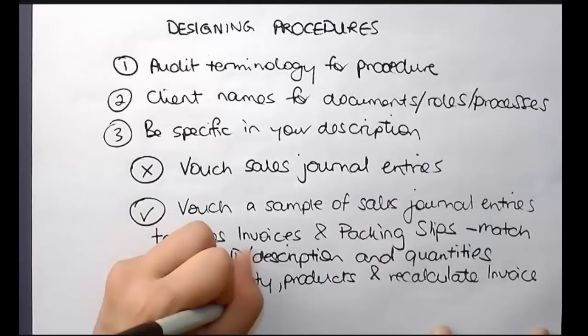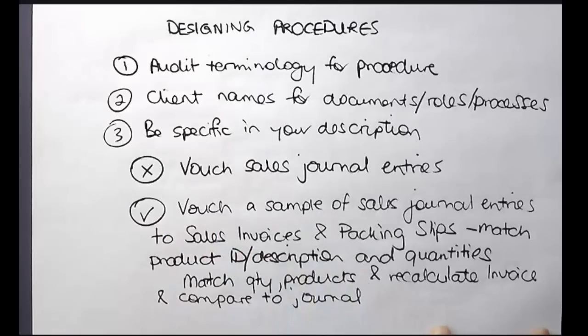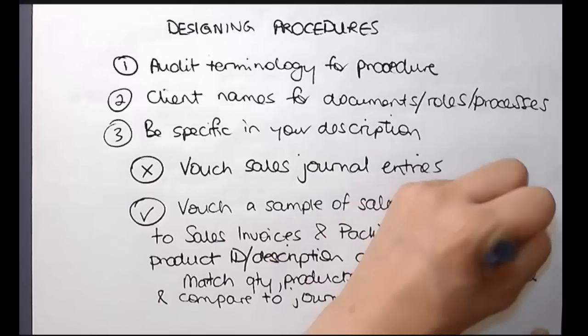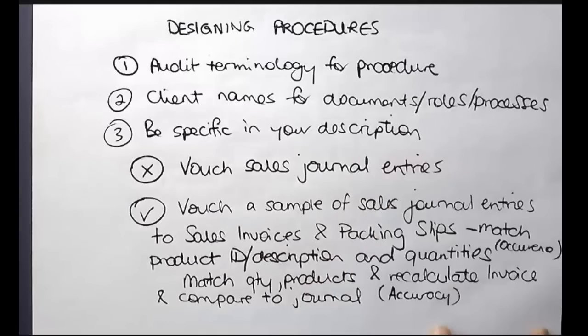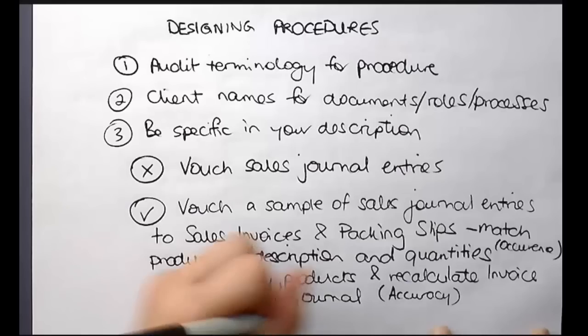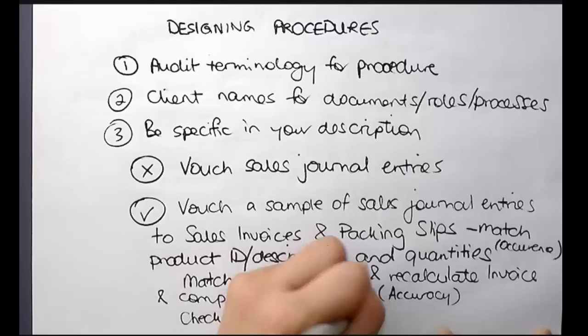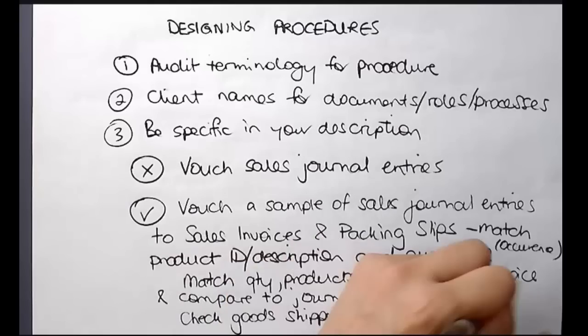If I wanted to take this one step further and look at the cutoff assertion, I could say something about check goods shipped by end of financial year. Alright, so I could take my basic information about vouching a sample of sales journal entries to the invoice and packing slip and then add it to an occurrence test, an accuracy test, or even a cut-off procedure. So it's important that your procedures are nice and detailed.